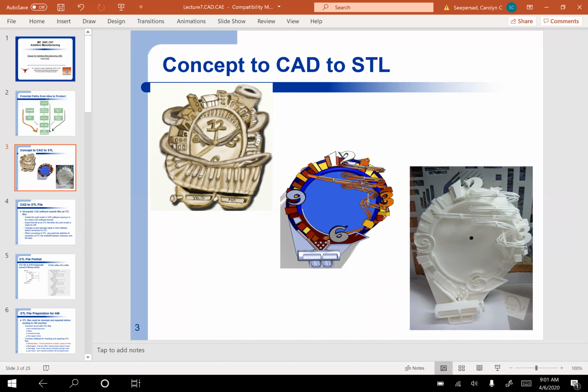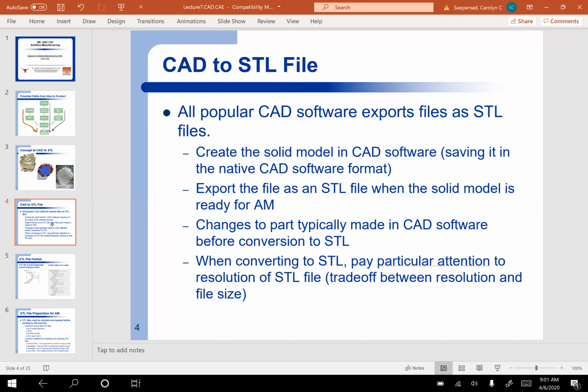So many of you may already be familiar with this if you've tried to 3D print something in the past, but all popular CAD software exports files as STL files. You can go from SolidWorks, you can go from Fusion 360, you can go from Siemens NX, you can even go Google SketchUp. All those types of software will allow you to store your three-dimensional part in their native CAD file formats and then export it as an STL file.